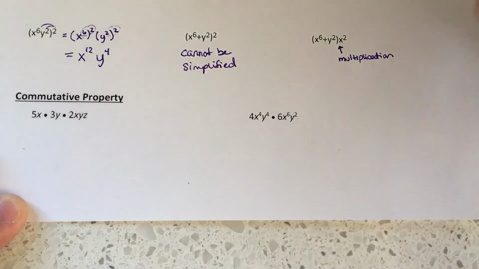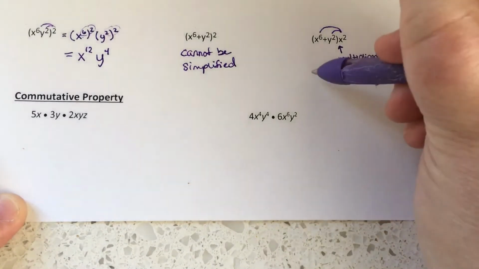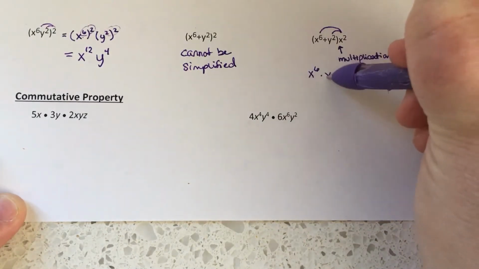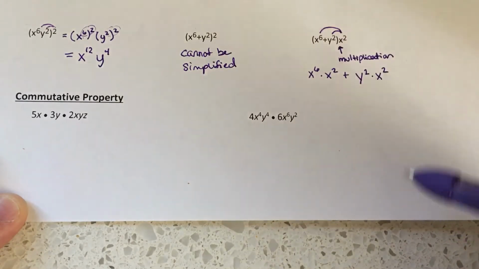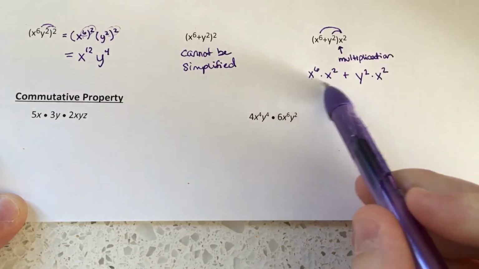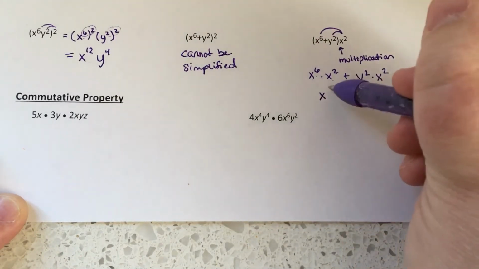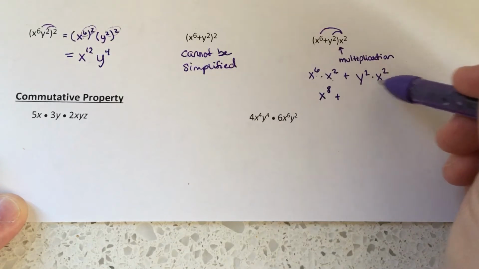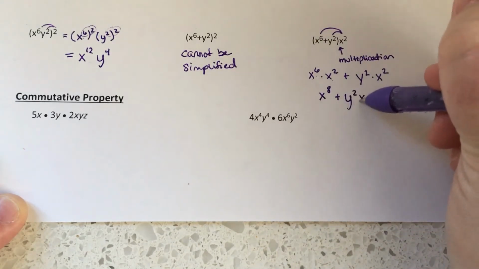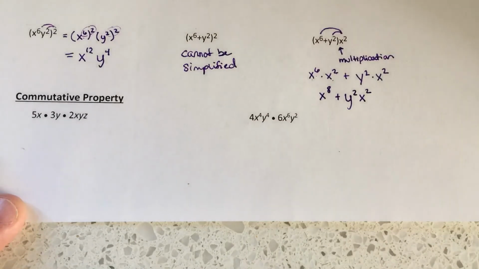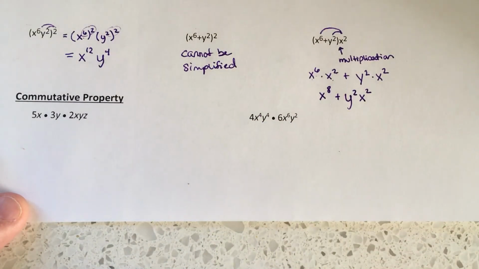So now that it's multiplication, I can distribute over addition. So this would be x to the 6th times x squared plus y squared times x squared. And these would simplify. We would add those exponents, and it'd be x to the 8th. And then these are not like bases, so we're just going to write them together, y squared, x squared. So hopefully we see the difference between those three examples.